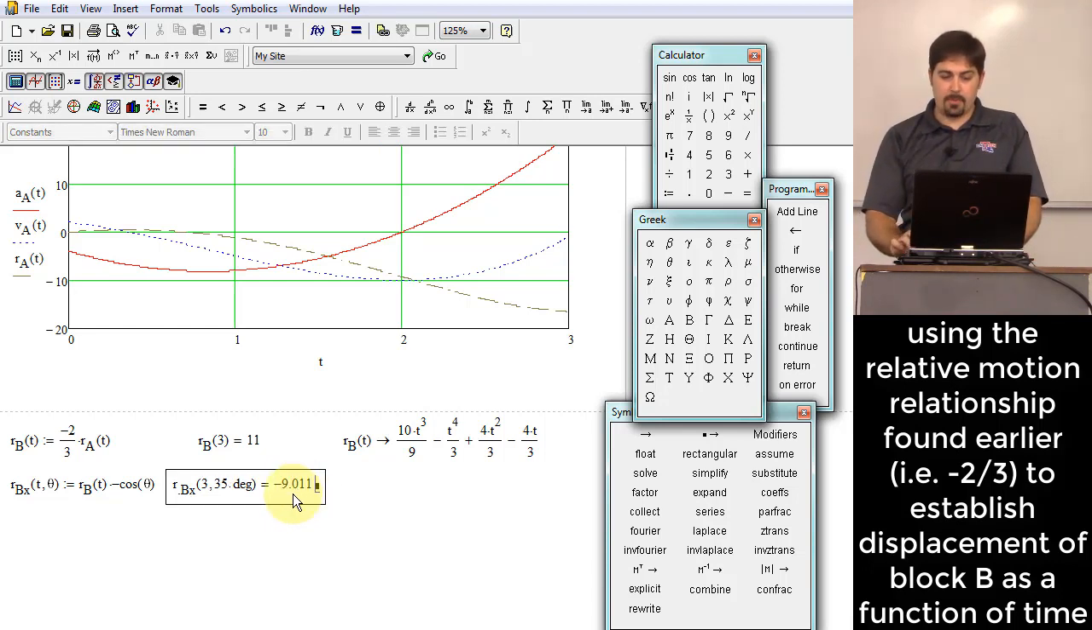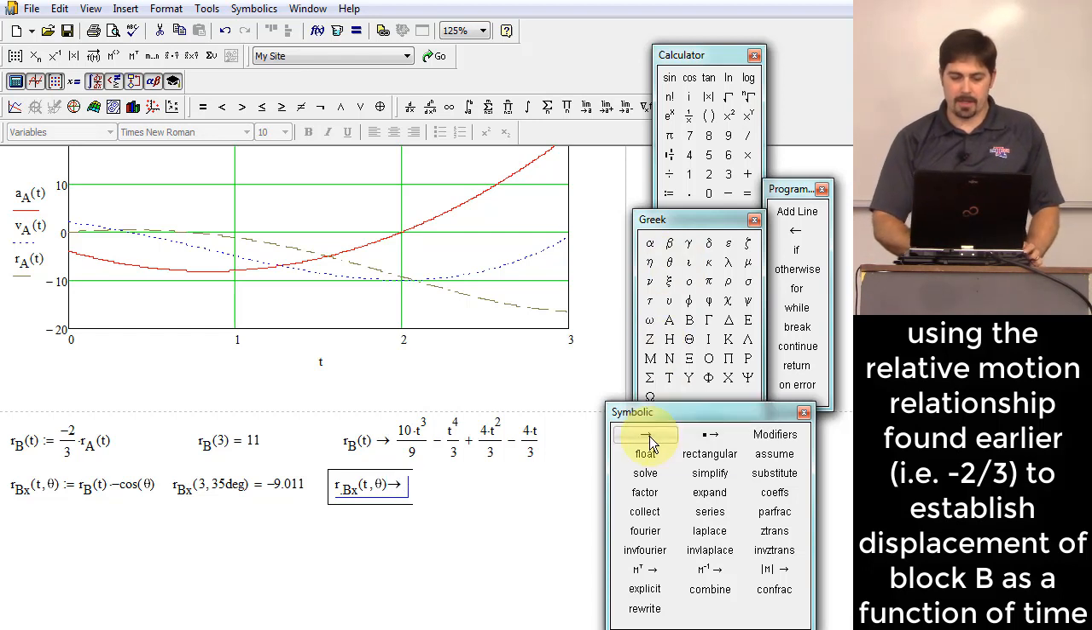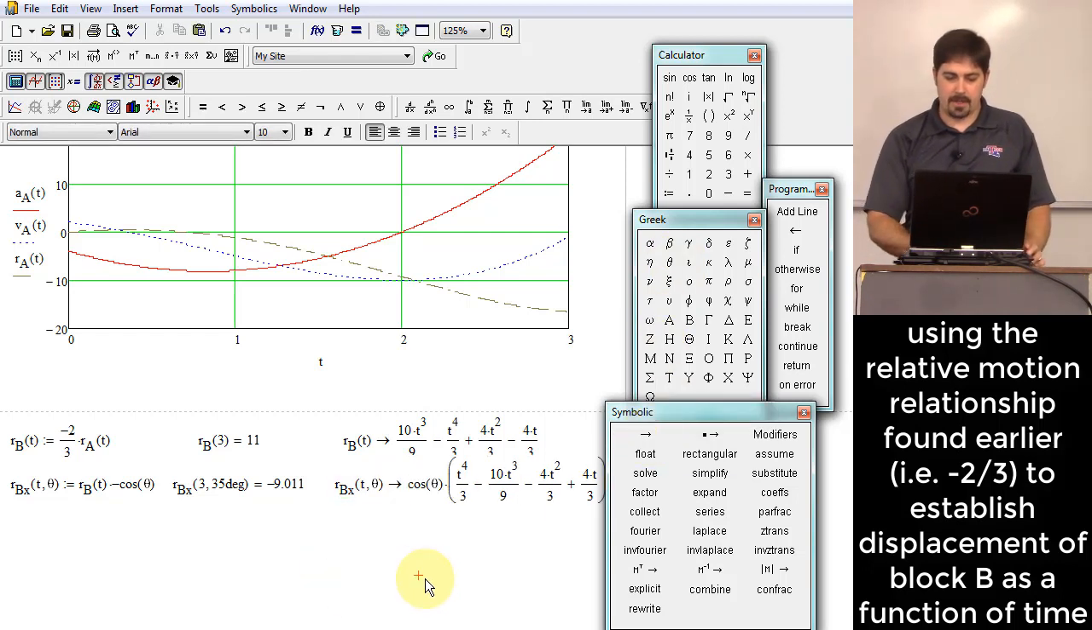And again, if you want to show this more as a function rather than just a value, whoops, then you can use that symbolic evaluation operator.